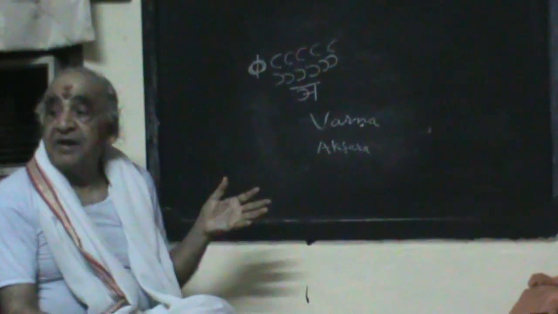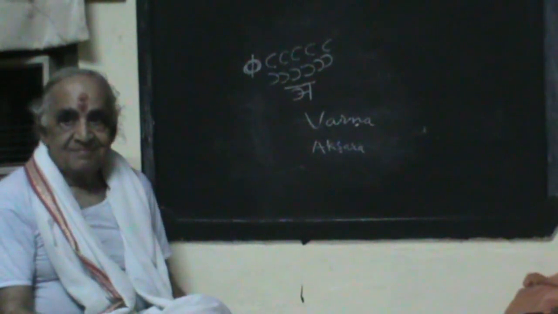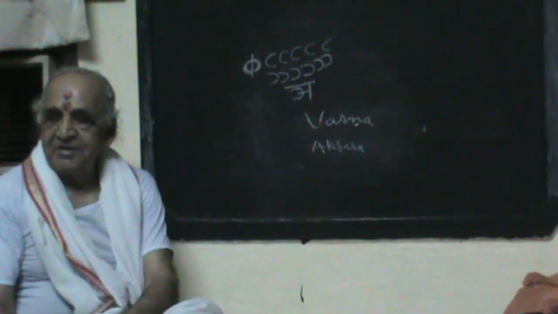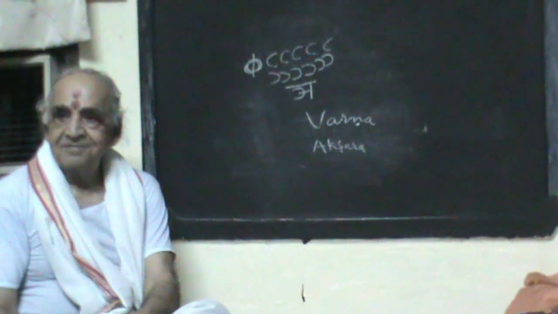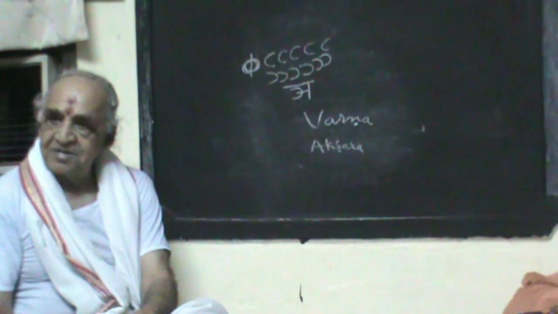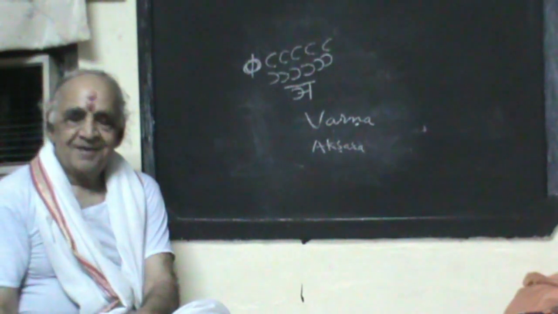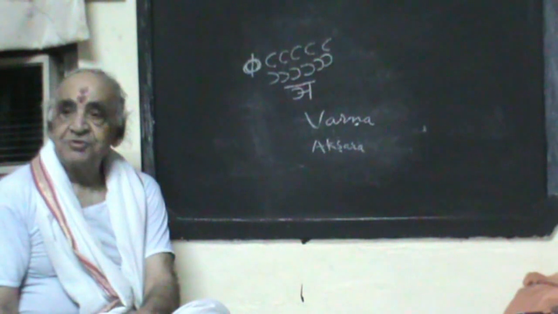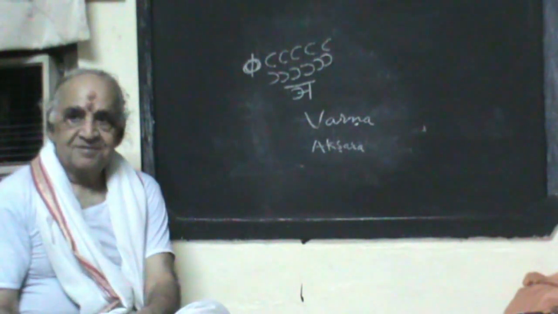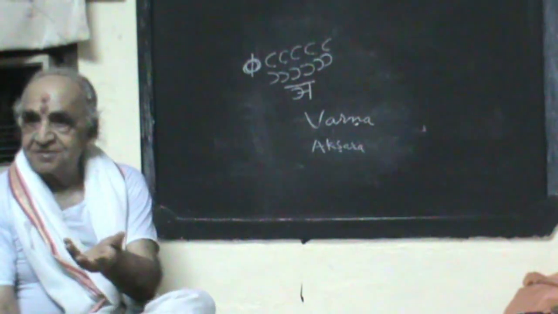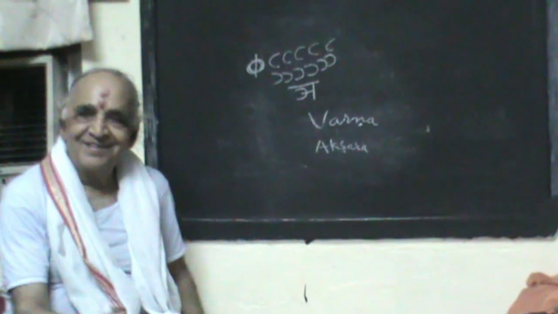Now, what was the alphabet in Sanskrit? What is the meaning of alphabet? They took only two letters from Greek: alpha, beta. Alpha, beta, epsilon, zeta, eta, theta, these are Greek letters. They took only two letters, the first and second. No meaning.